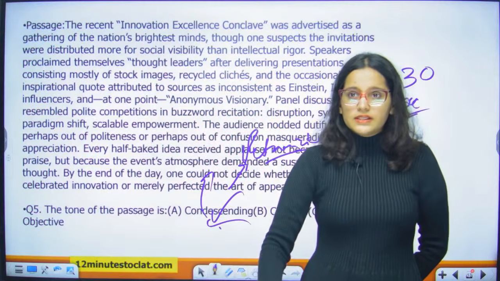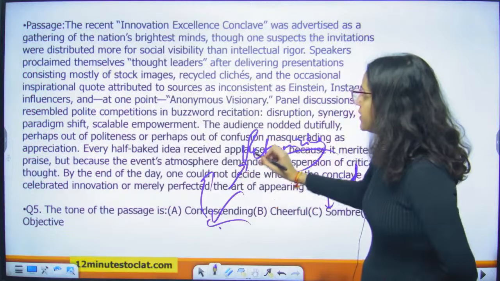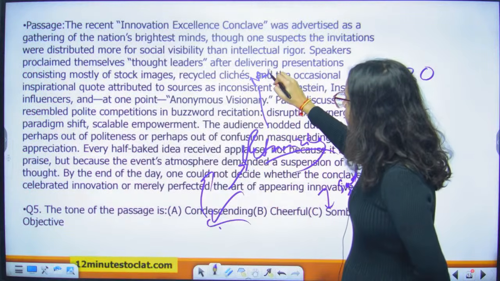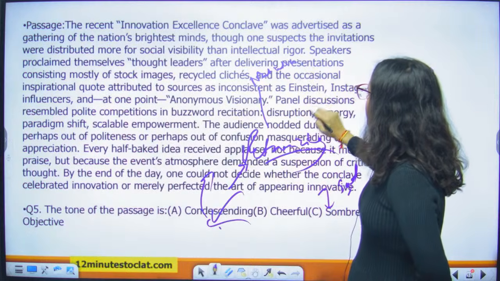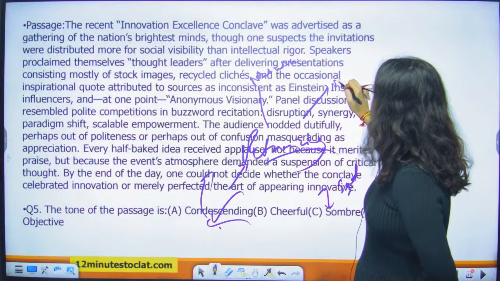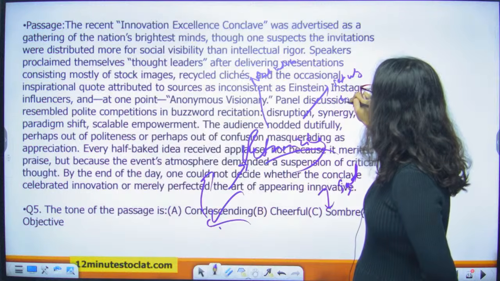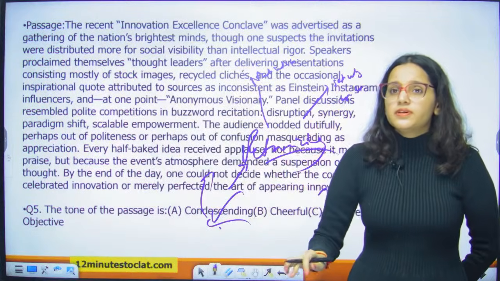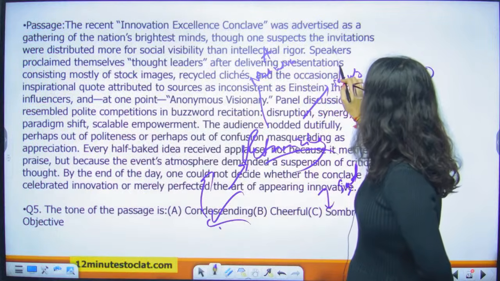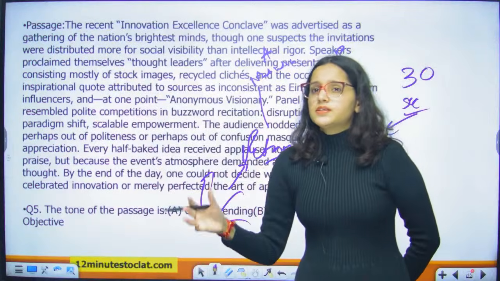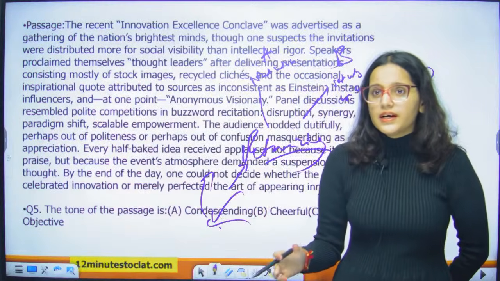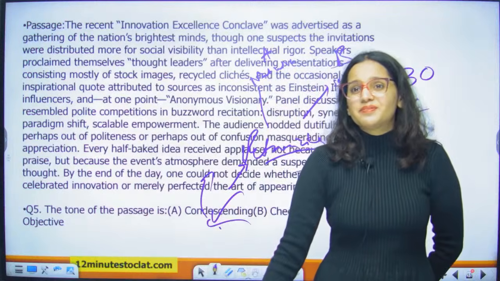I'll give you options. Two options. What is patronizing? A, nationalistic. Or B, satirically criticizing or condescending. Which one is correct? A or B? What is patronizing? Is it nationalistic? Somebody says ruling.